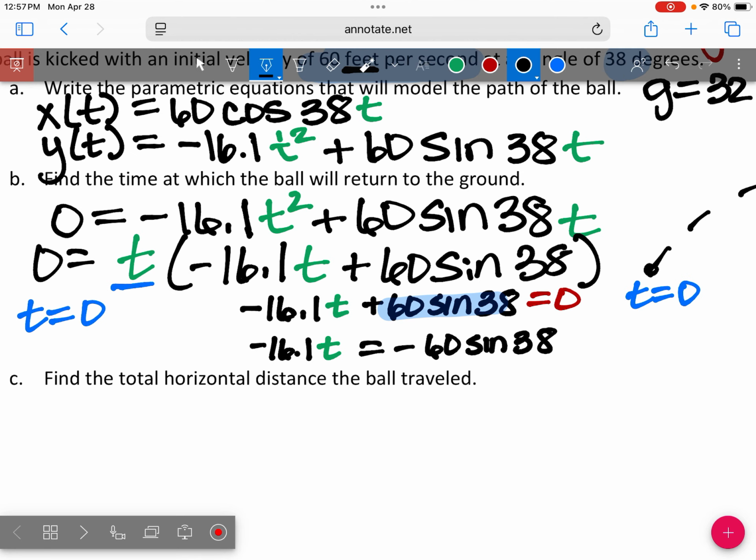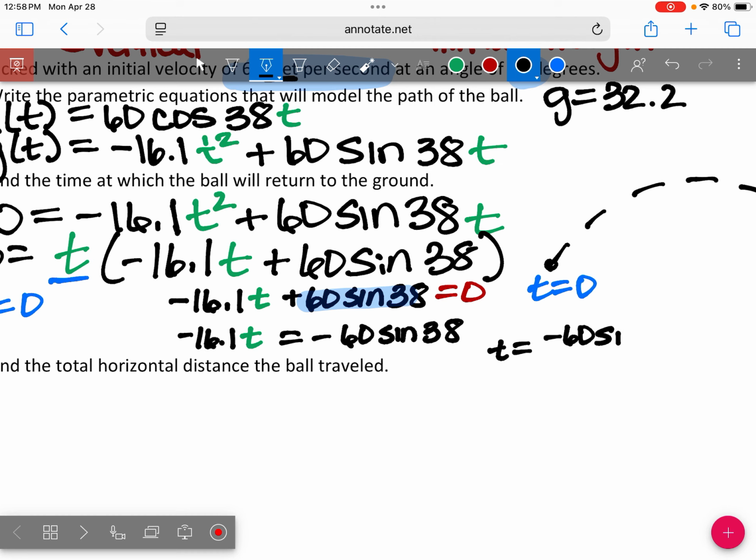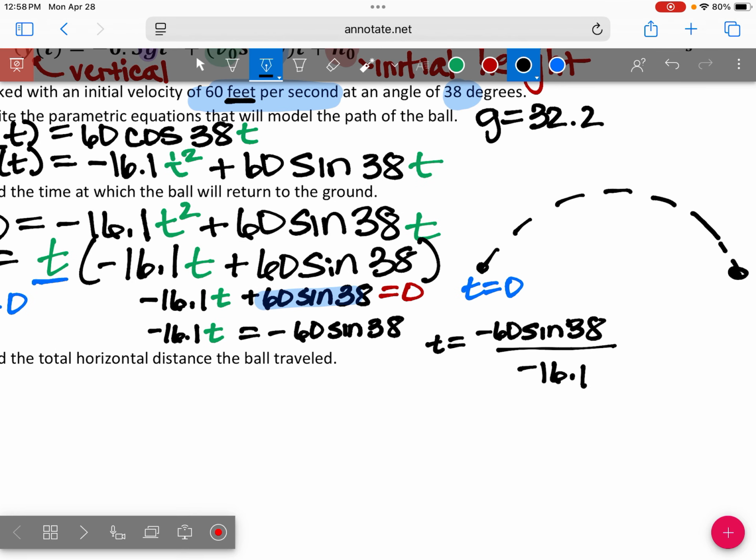And then I'm going to divide both sides by negative 16.1. So t is going to equal negative 60 sine 38 over negative 16.1. So go ahead and type that in your calculator. That's representing this time. So we know that when we kicked it initially, t was 0. Now remember that when you're typing this in the calculator, I would use the fraction bar.